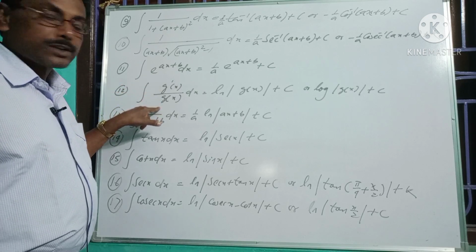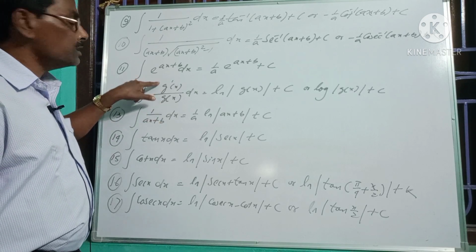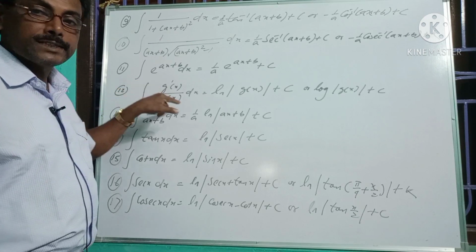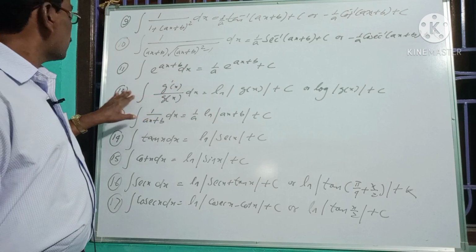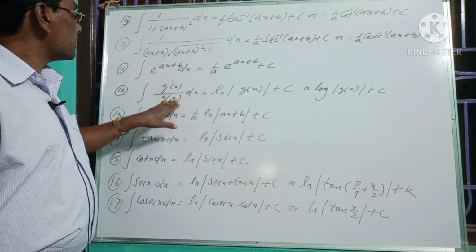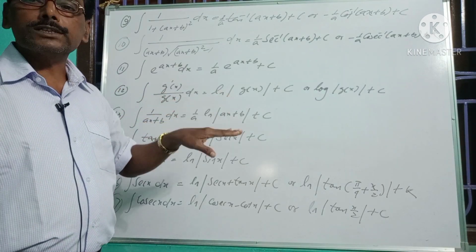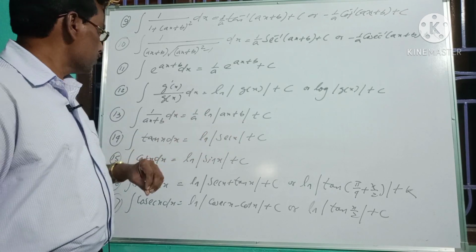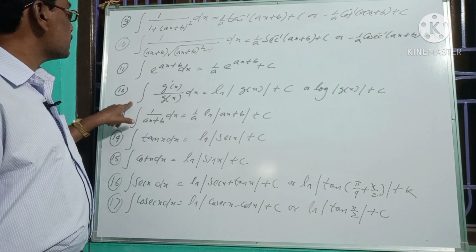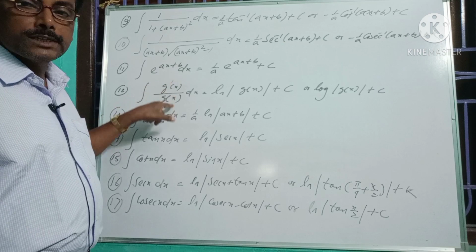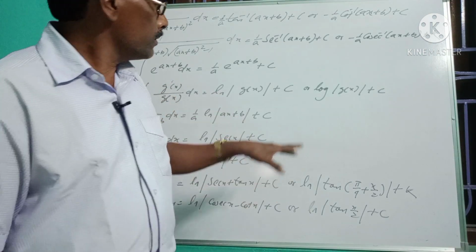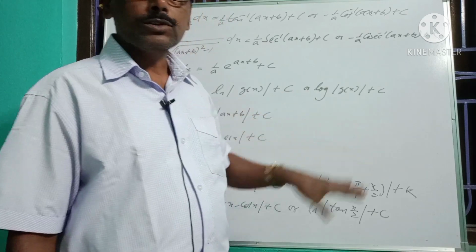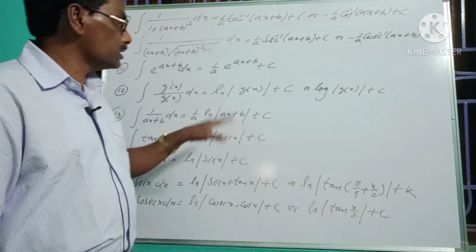Here the numerator contains the derivative of the denominator, that is, in the numerator we have g dash x and in the denominator we have g x. So this is the rational form. Using this formula we can solve so many problems in integration, which is very useful for us. We have to remember it: integration of g dash x by g x with respect to x is equal to ln of mod g x plus c, or log of mod g x plus c. This is the most important formula among all these formulas.